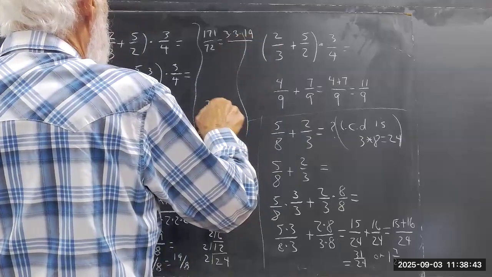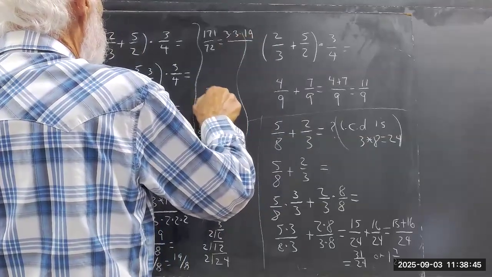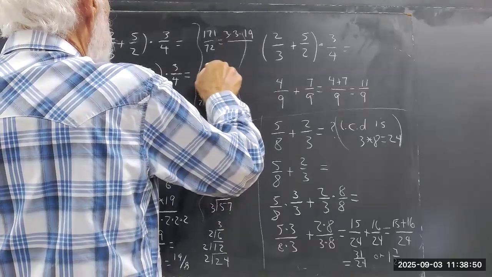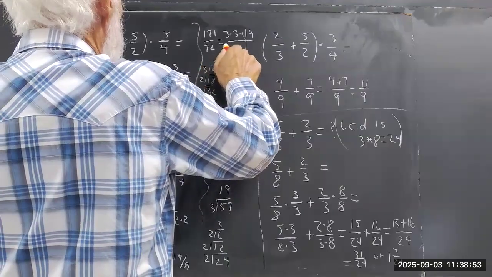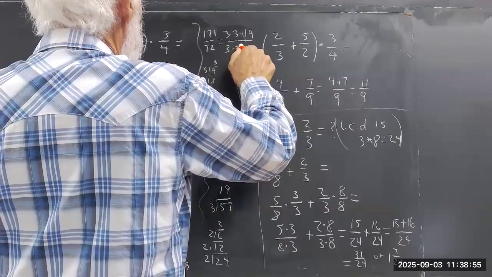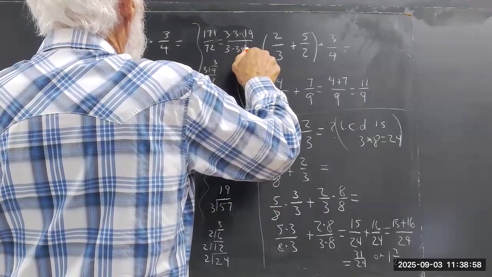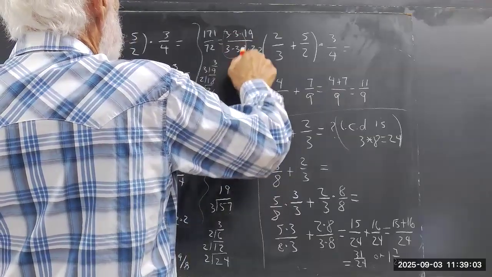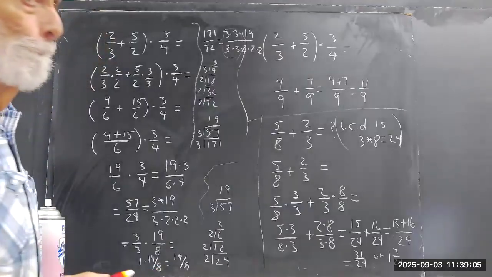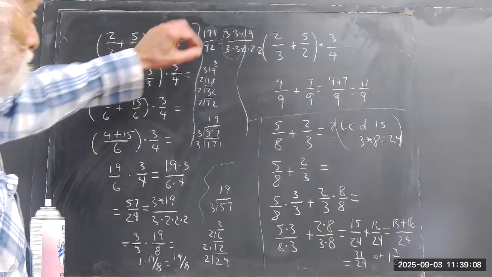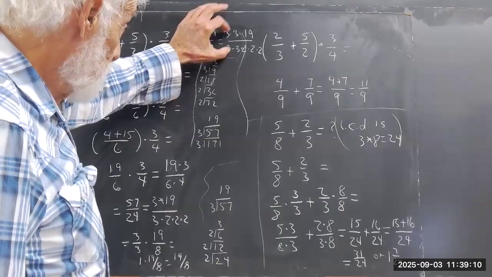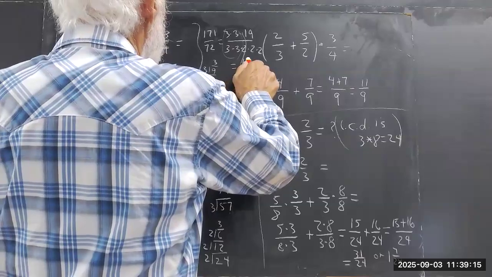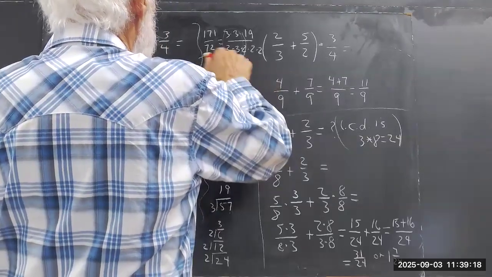And 72, I divide by 2, get 36, divide by 2, get 18, divide by 2, get 9, divide by 3, and we get 3. So that's 3 times 3 times 2 times 2 times 2. Might be a little hard to read, but you see I've got an extra 3 in there, right? But this 3 divides this 3, and this 3 divides this 3. And you still get 19 over 8.